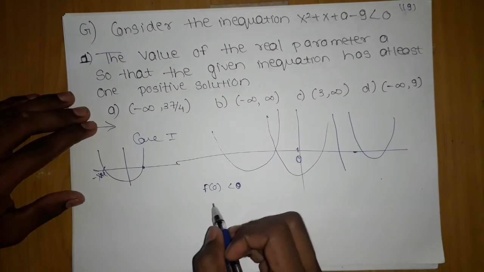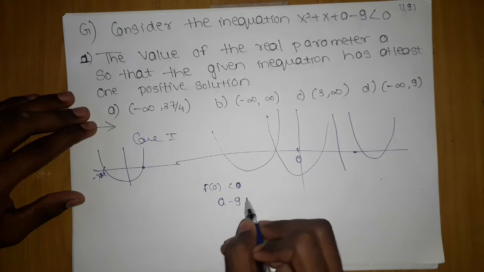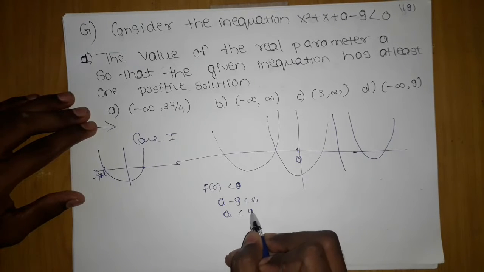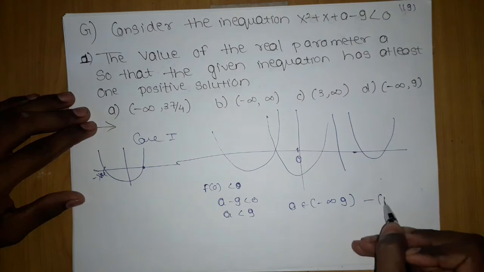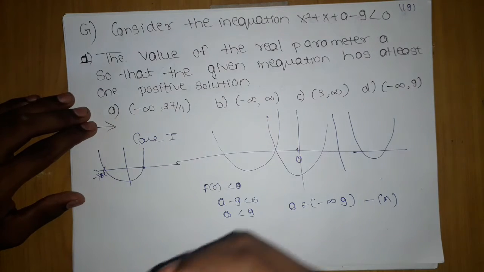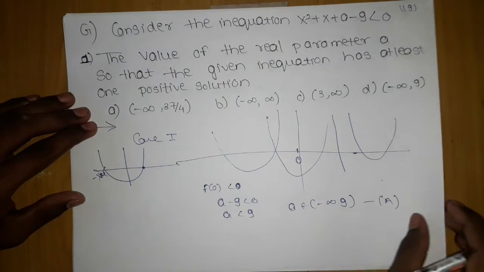I will just put the value 0. What I get, a minus 9 should be less than 0. I got a should be less than 9. A belongs to minus infinity to 9. Okay, let me take it as a. Further on, what do you see in the next question? Okay, what do you see?